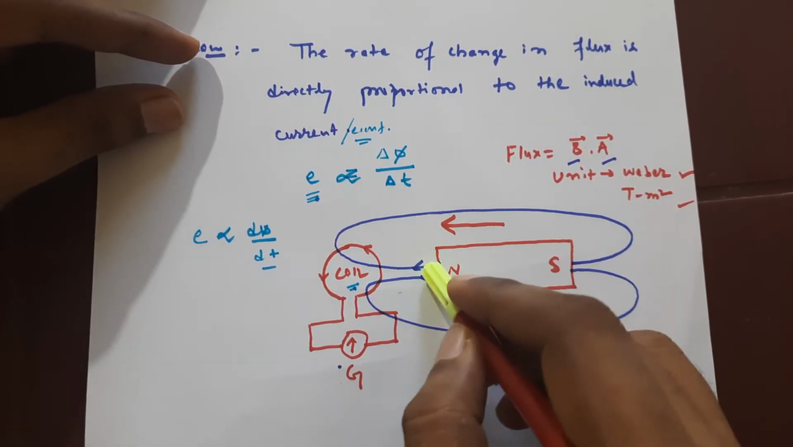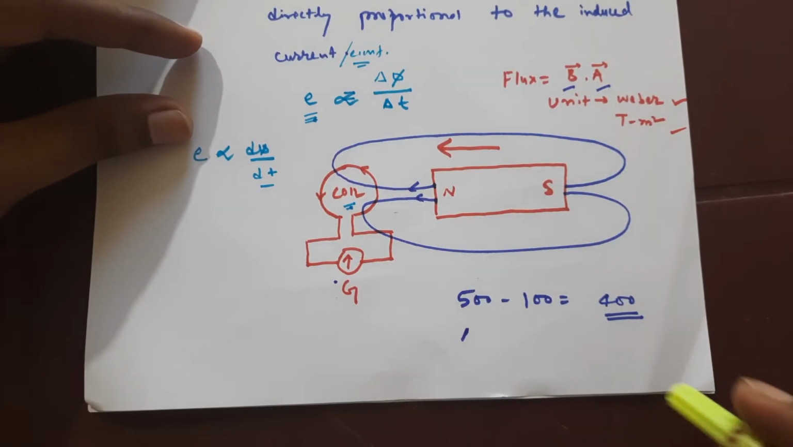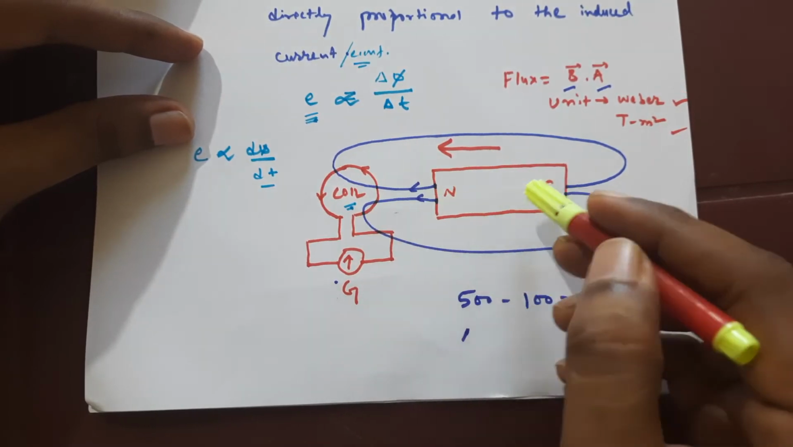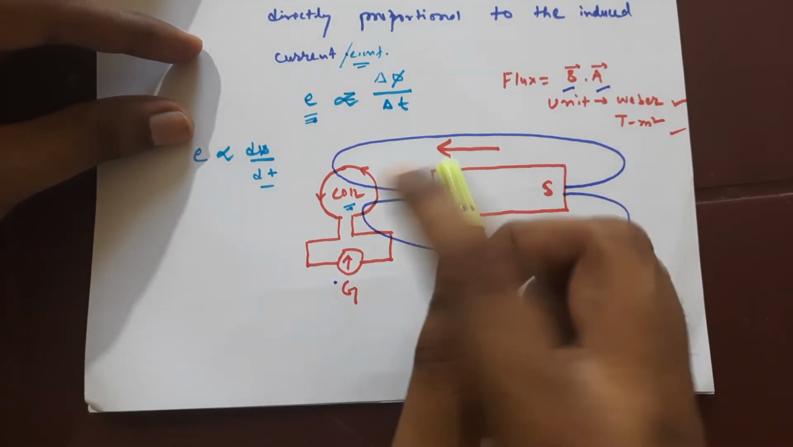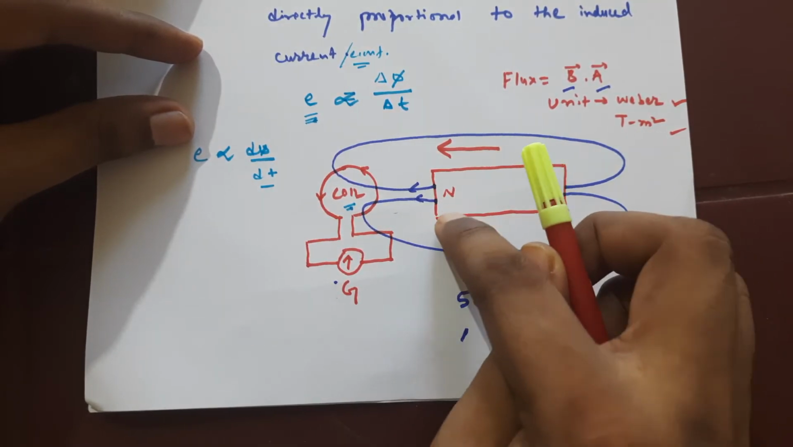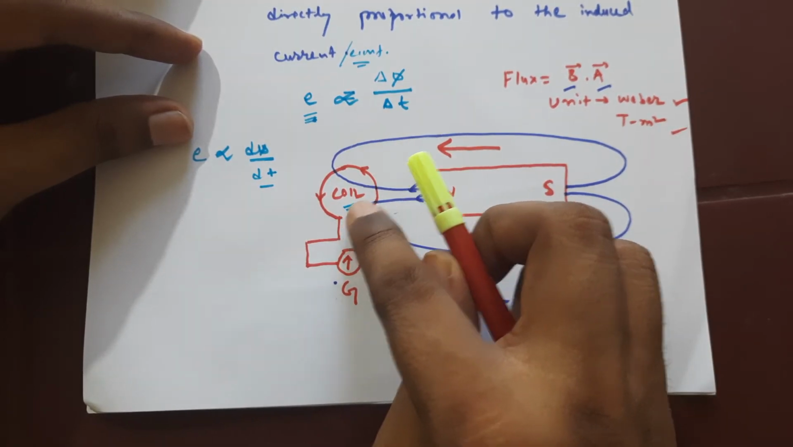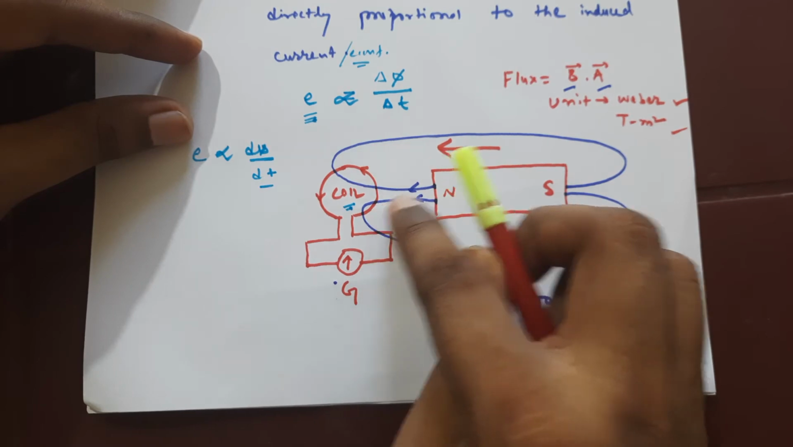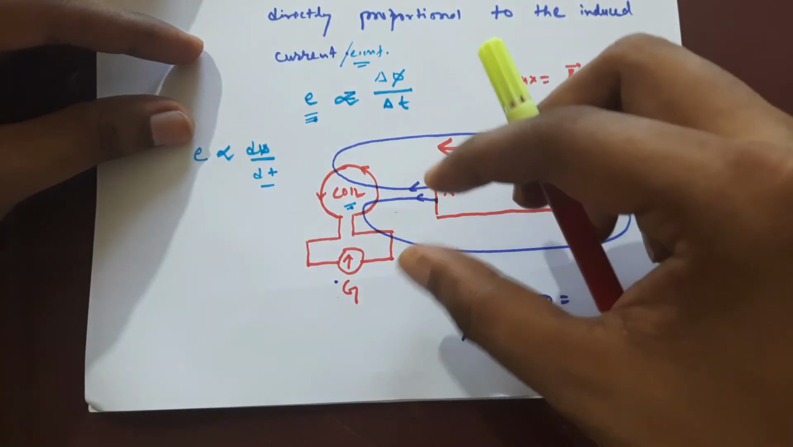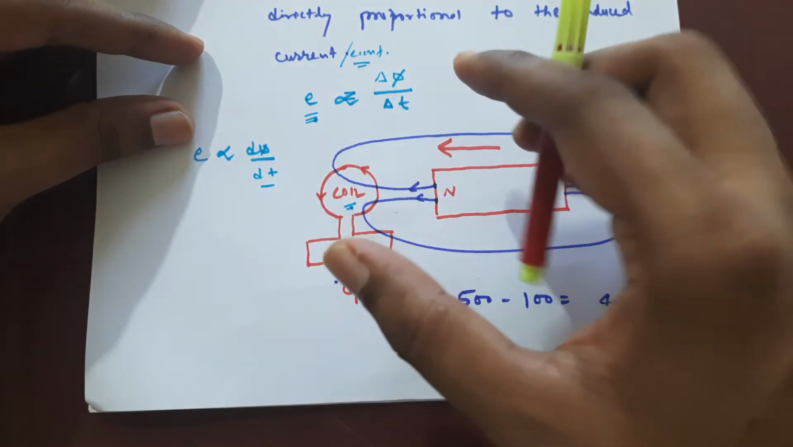Okay, so whenever this magnet is brought closer to the coil, what happens? The lines of force earlier, let us suppose 100 lines of force were passing through this coil, but when it is brought very close to the coil, maximum number of lines of force that are coming out from this north pole will pass through the coil because it will be very much close, so there will be less flux leakage. Maximum number of lines of force will pass through this coil.